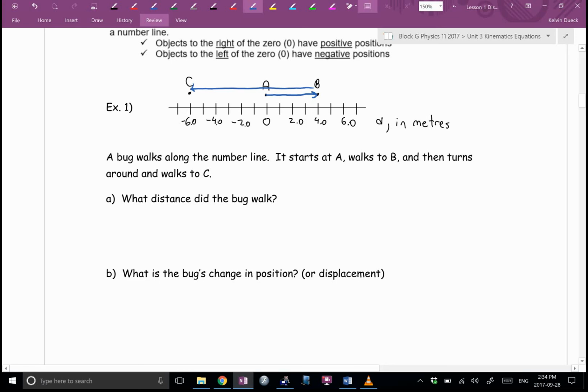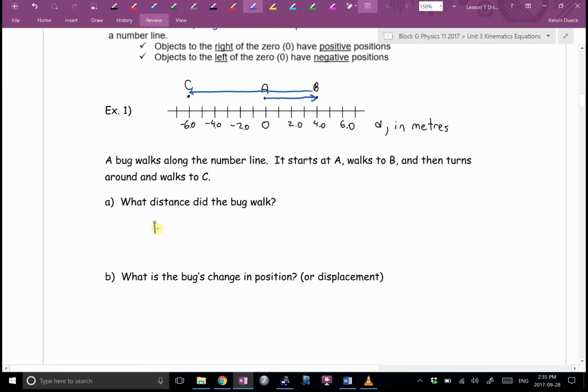What distance did the bug walk? Give me the obvious answer. This is the easy part. Distance isn't too bad. How far did the bug walk? 10. Units? 4 plus... Is it 10? 14. What? 4 right? And 10 left is a total of 14 steps, 14 meters. Is that okay?